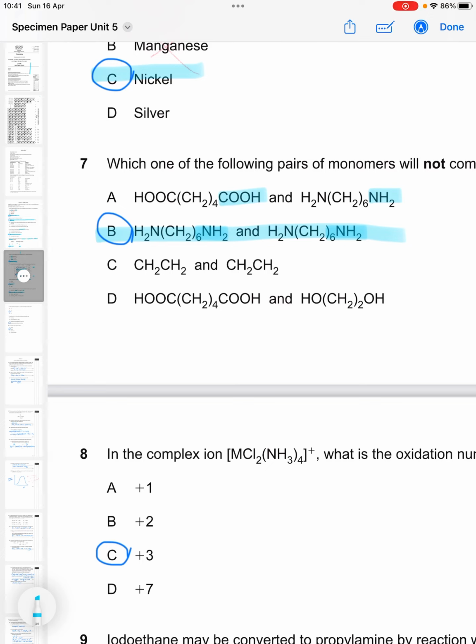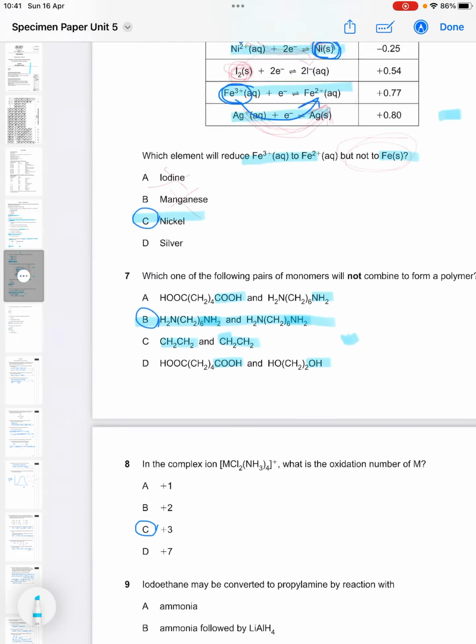But just for completion, let's look at the other 2. We've got CH2=CH2 and CH2=CH2. That's 2 ethenes, so that's going to be an addition polymer of polyethene. And here then we have an acid and an alcohol, so that would give a polyester. So yeah, the answer is B.